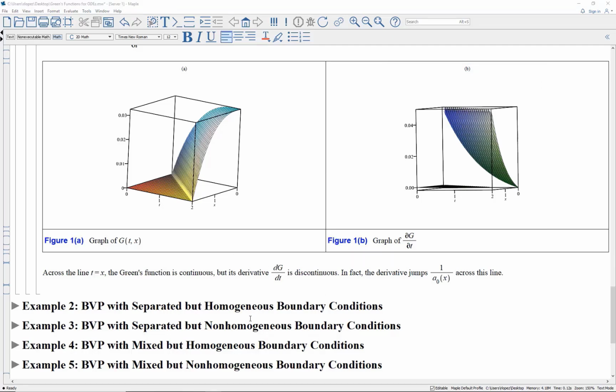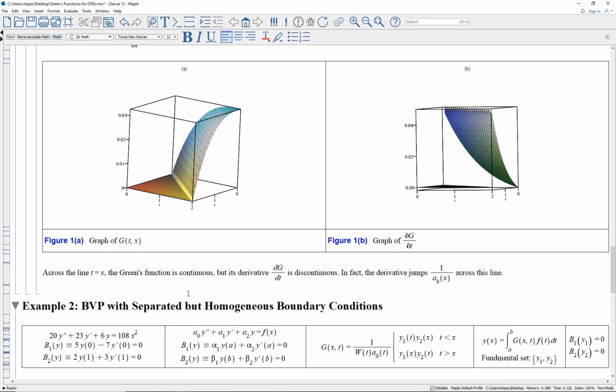The remaining 4 examples are boundary value problems. Different sets of initial data or boundary data. So example 2, separated and homogeneous data. Okay, separated means y is evaluated at the left end only in the first condition, and y is evaluated at the right end only in the second condition. This is the general form for such a problem, right? General differential equation, general set of coefficients in the boundary conditions.